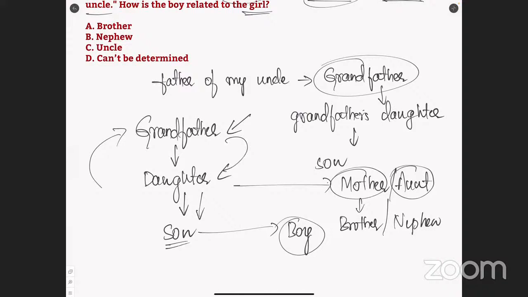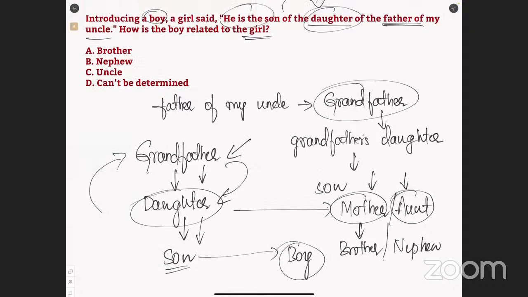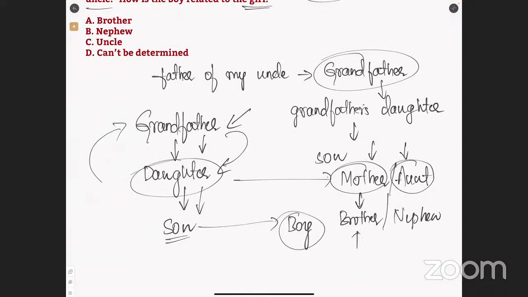Now, do we have any data to pinpoint the daughter's relationship with you? Obviously not. In this case, we do not know whether your grandfather's daughter is your mother or is your aunt. So since we do not know that, we cannot determine whether that boy whom you are pointing to is your brother or is your nephew. So therefore, the right option in this case also is can't be determined. Moving on.